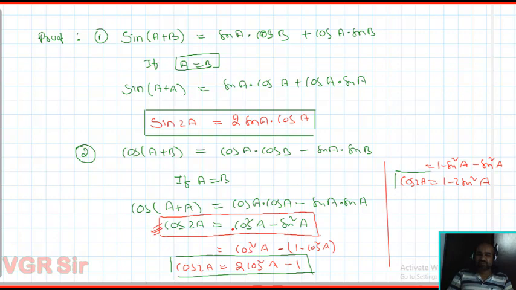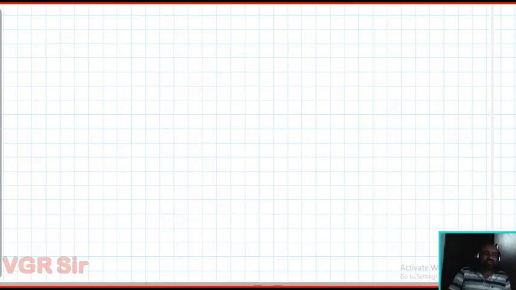Should remember, because total trigonometry depends upon several formulae. Without those formulae, you can't solve the problems. Okay, write down the second important result. First part complete. Second part is the tan 2A formula. Tan 2A is equal to 2 tan A by 1 minus tan square A.